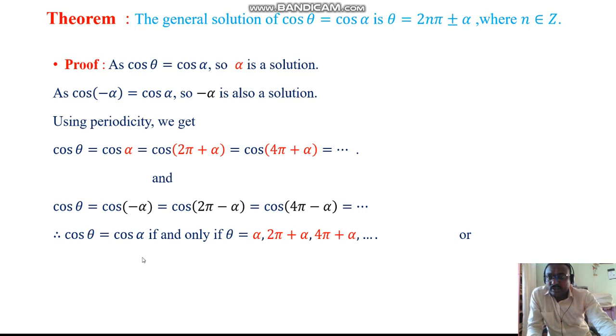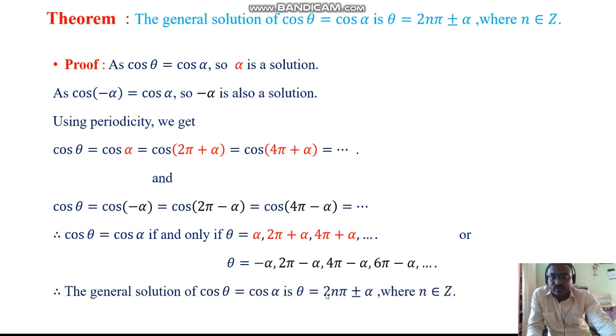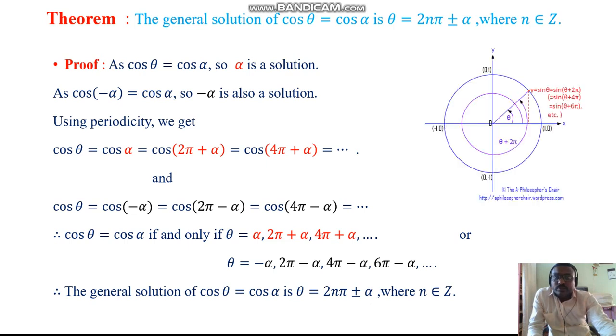Therefore cos theta is equal to cos alpha if and only if theta is equal to 2 pi plus alpha, 4 pi plus alpha, 6 pi plus alpha and so on, or theta is equal to 2 pi minus alpha, 4 pi minus alpha and so on. We can generate all the solutions by this formula, theta is equal to 2n pi plus or minus alpha. This is the general solution. Now using this diagram one can easily understand. Now we see the examples.